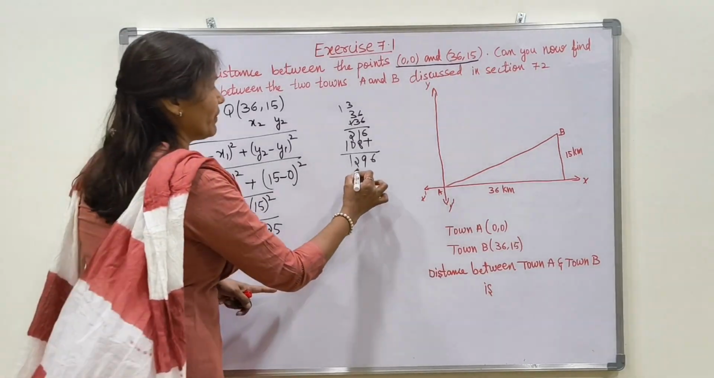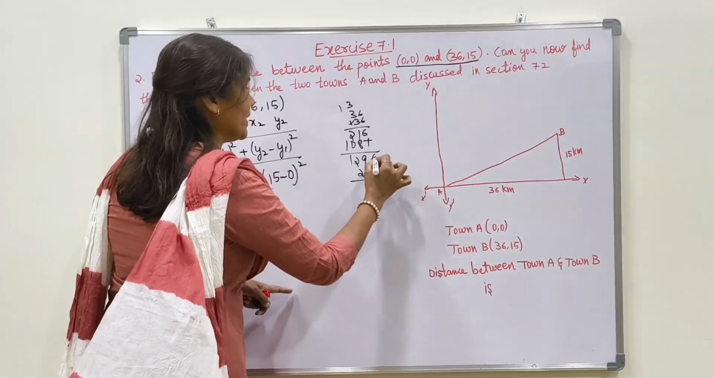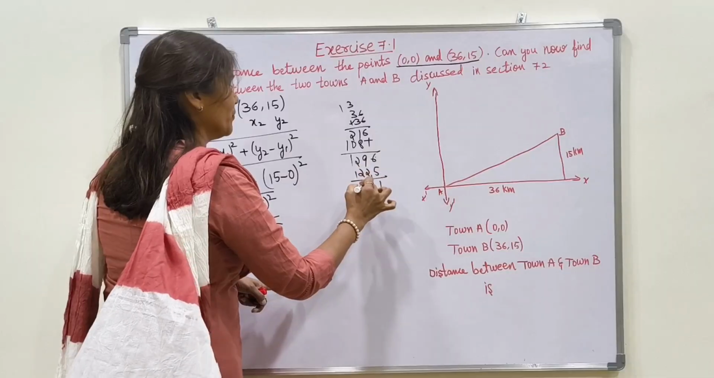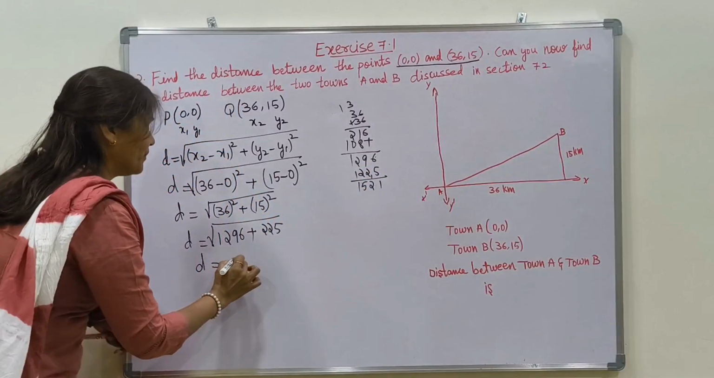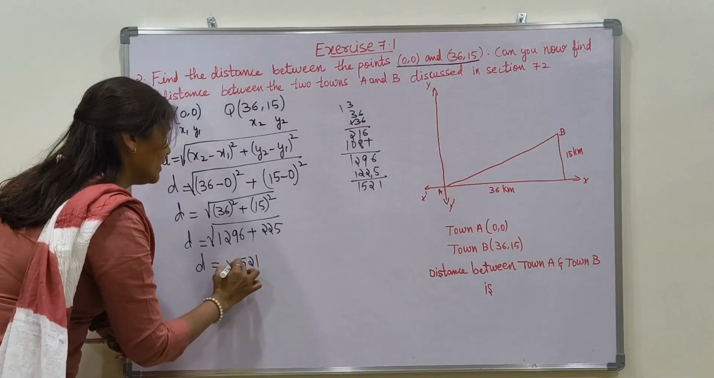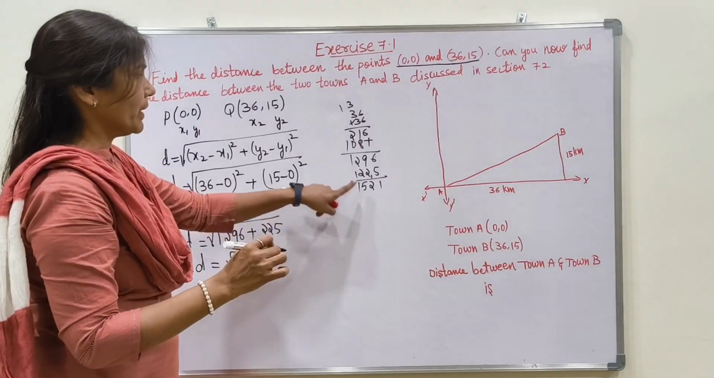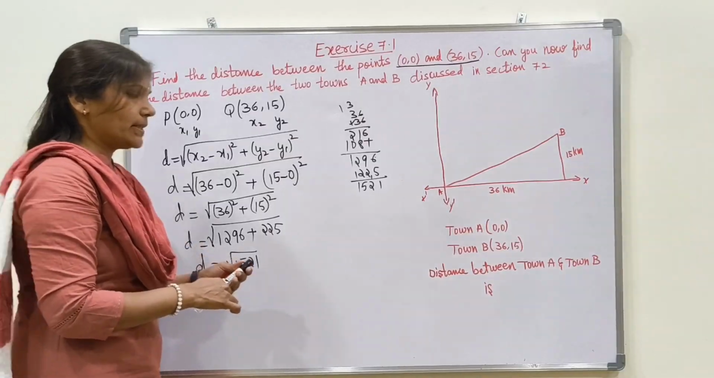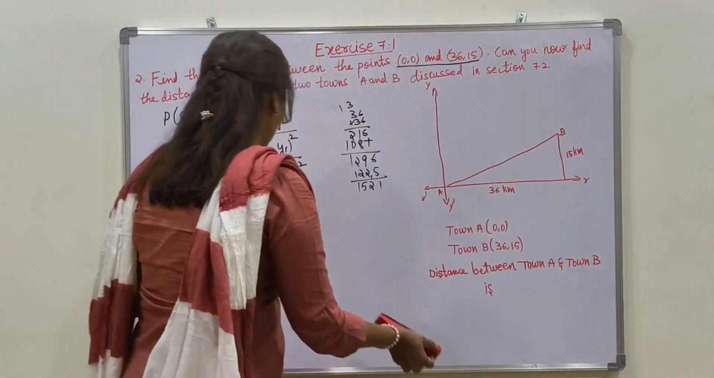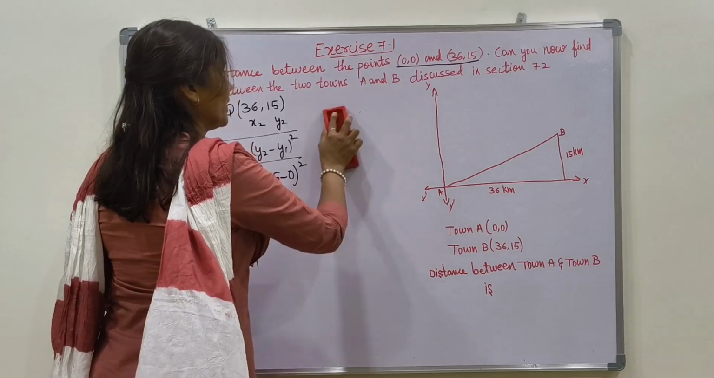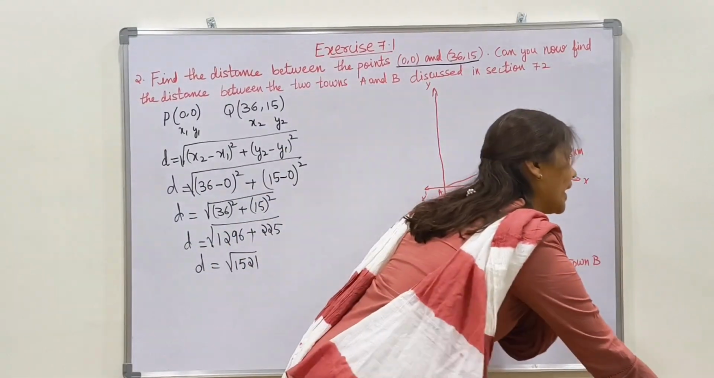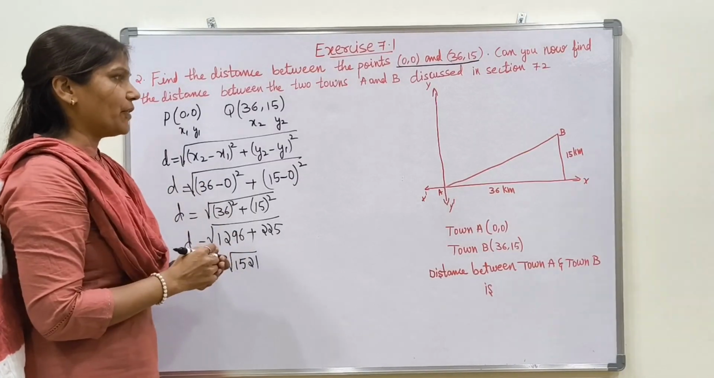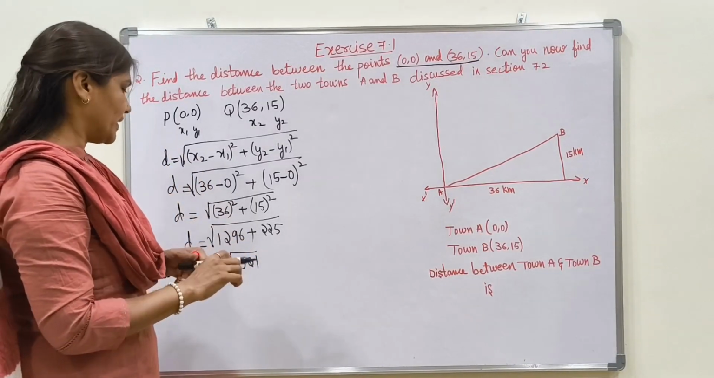Okay. See here. D is equal to 1296 plus 225. 6 plus 5, 11. 9, 10, 12. 2 2s are 4, plus 1, 5. 1, 5, 2, 1 under root. So this under root value we have to find. We have to find it with two methods. One is the prime factorization method and one more is the division method. See here, 1521 under root value we have to find. Two methods are there. One is the prime factorization method.